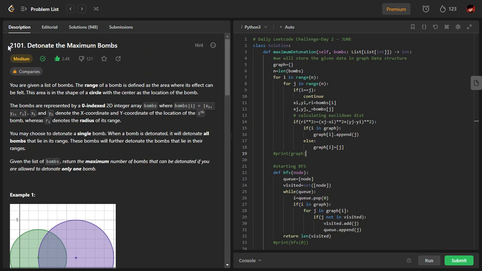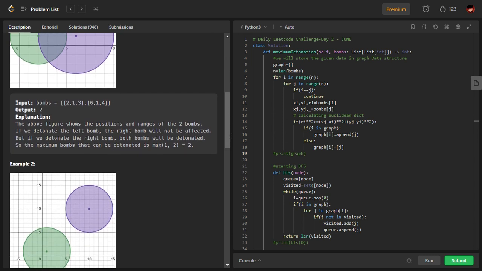It's question 2101, Detonate the Maximum Bombs. Detonate means explode, it's a synonym of explode. So we have to explode the maximum possible bombs. First let us see what the input given is. You can see something called bombs. It's the name of a list. You can call it a 2D list because inside it there is one more list. So these are the things given to us.